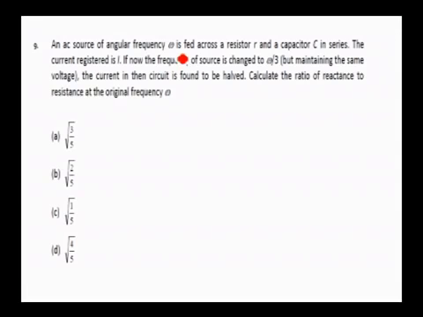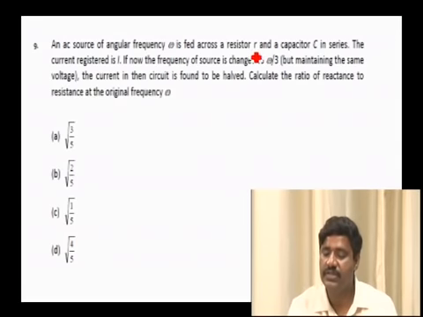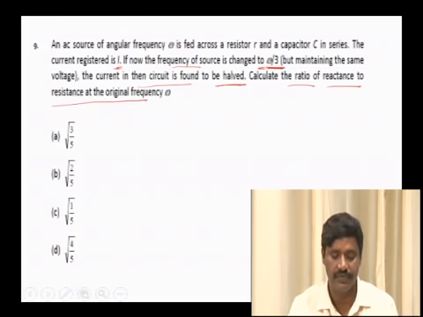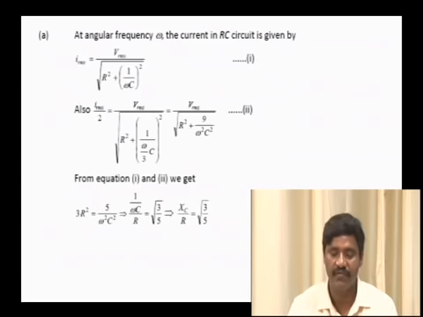An AC source of angular frequency omega is fed across a resistor R and a capacitor C in series. The current registered is I. If the frequency is changed to omega by 3, 1/3 of its value, then the current in the circuit is found to be halved. Calculate the ratio of reactance to resistance. Options: root 3 by 5, root 2 by 5, root 1 by 5, root 4 by 5.